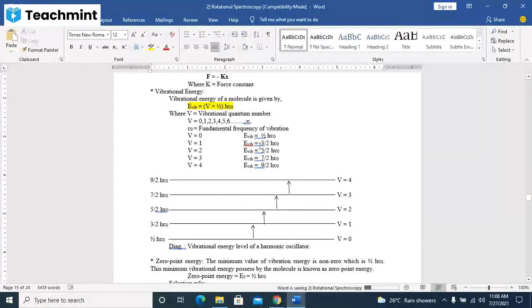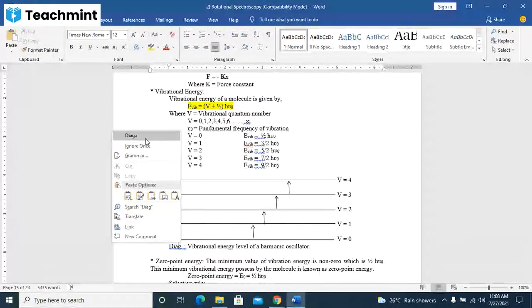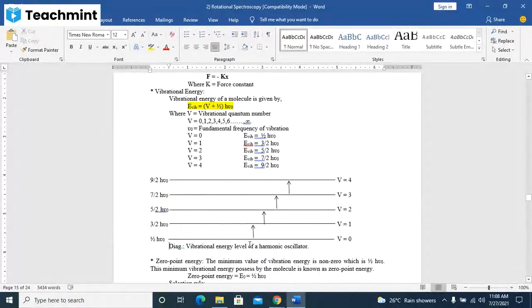See here, if you put v is equal to 0, 0 plus half, it will become half h nu 0. If you put 1, 1 plus half, that is 3 by 2 h nu 0, and you can put the remaining values till infinity, and you will get such a vibrational spectrum. In the diagram, the different vibrational energy levels have been shown.